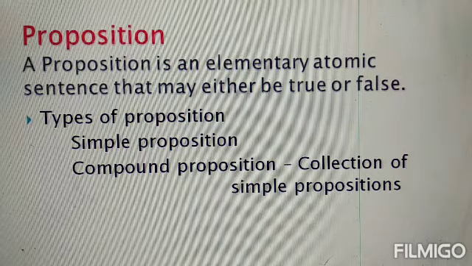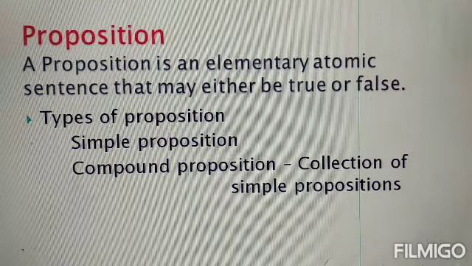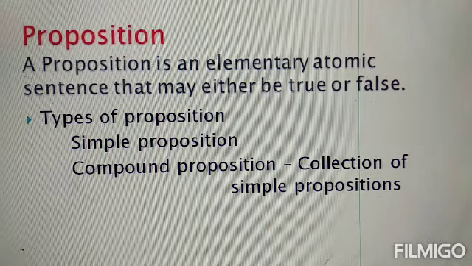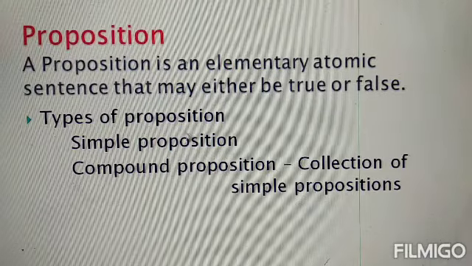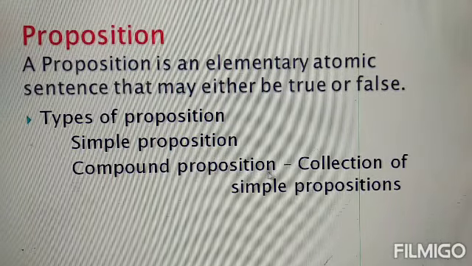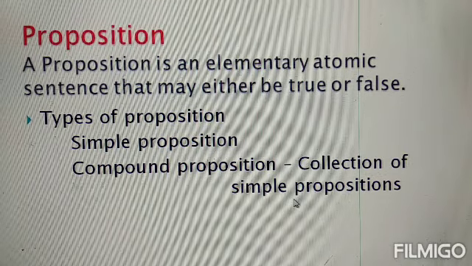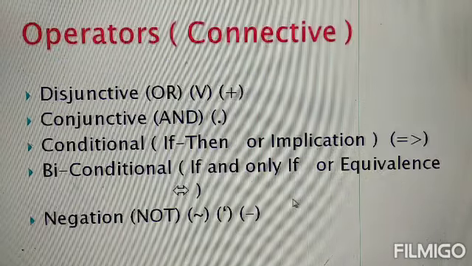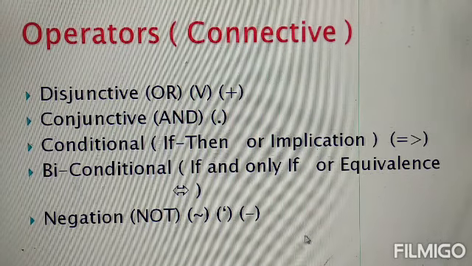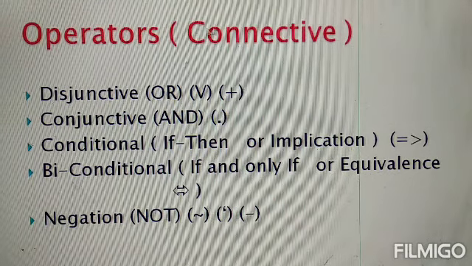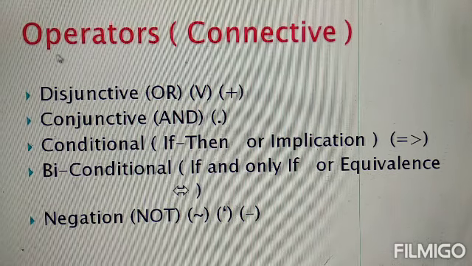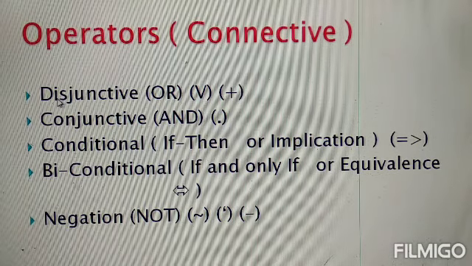There are two types of propositional statements. One is simple proposition and the second is compound proposition. A compound proposition is a collection of two or more simple propositions. How do we connect propositions here? We use connectives or operators for that. There are 5 operators used.